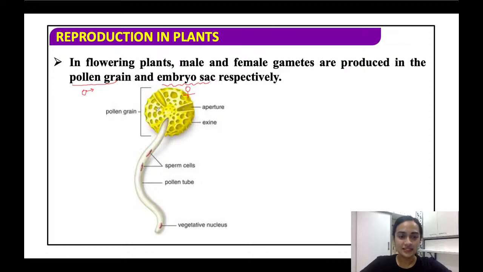Okay, so this is a structure. This we had discussed in the last class also. So this is the pollen grain. All right. This is the exine. This exine is made up of sporopollenin.